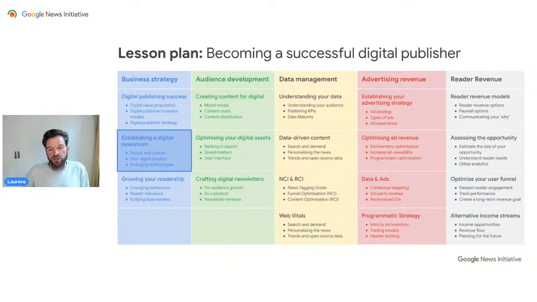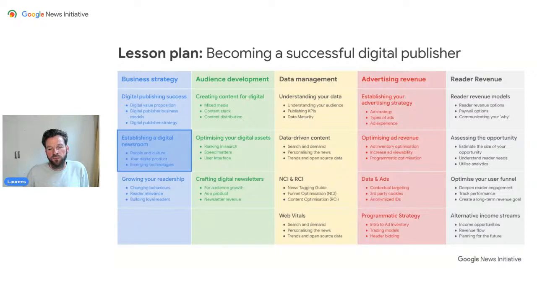Earlier today, there was a live session on digital publishing success. This one is called Establishing a Digital Newsroom. And later today, there will be a session on growing your readership. But there are also many other sessions. This is all part of business strategy, as you can see in the left column. Next to that, there's audience development, data management, advertising revenue, and reader revenue. So go look on the webpage and see what other sessions you might be interested in. Register and do attend and engage. And also the roundtables for all these different tracks, where one will be held later today, I will tell you more about.